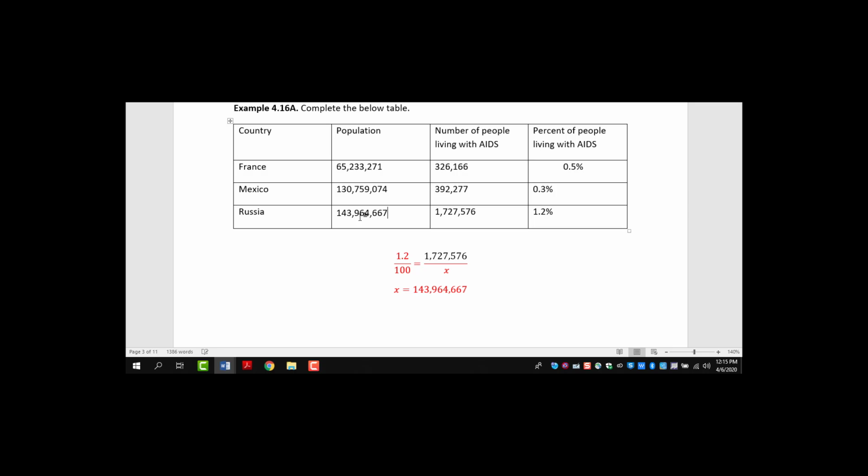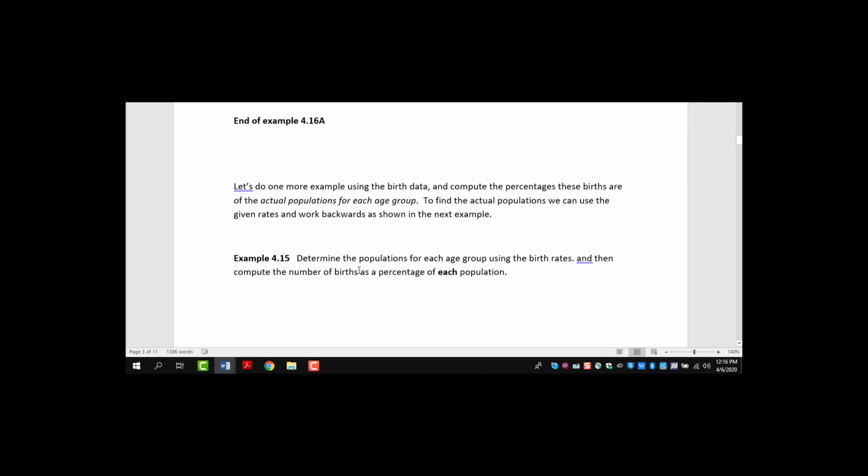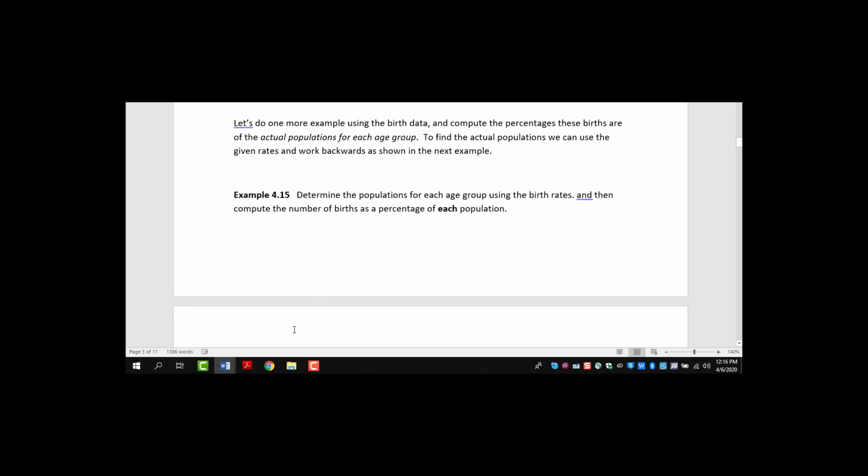143,964,667. This is not a ratio, it's a number, so you're obviously going to round it. You can't have half a person in the population. You can have these numbers with ratios, decimals, but not with populations. All right, this is what we're going to pick up on the next one.